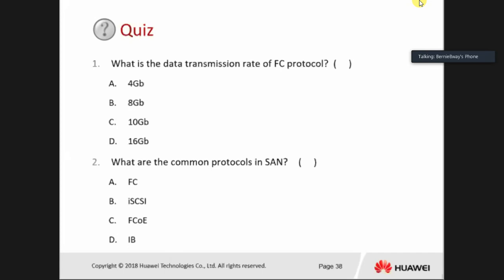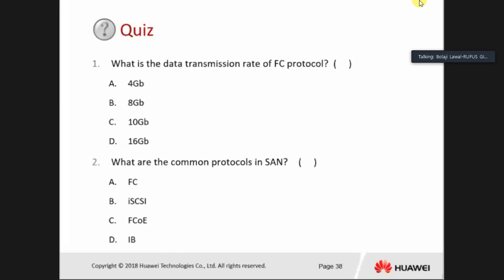Question one is A, 4 gigabyte, B, 8 gigabyte, C, 10 gigabyte, and D, 16 gigabyte. And then question two is A, fiber channel, B, internet small computer system interface, and then C, fiber channel over Ethernet. Okay, thank you very much. Please rename yourself Benny's phone. Thank you everyone for trying.